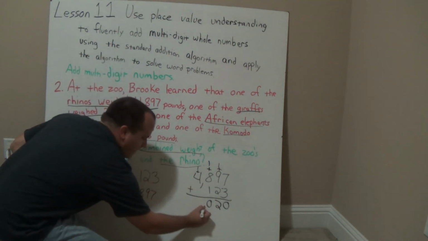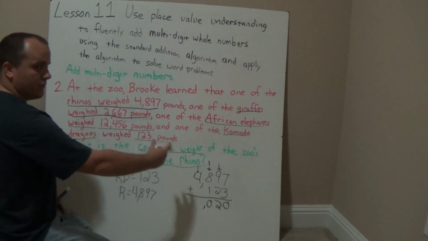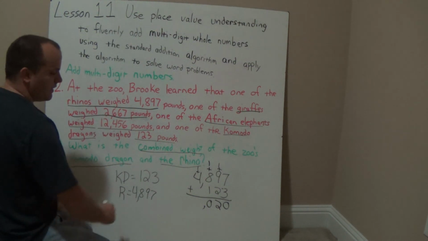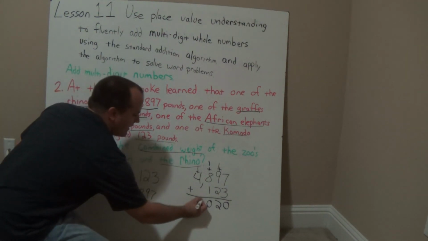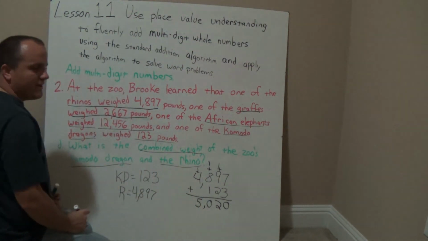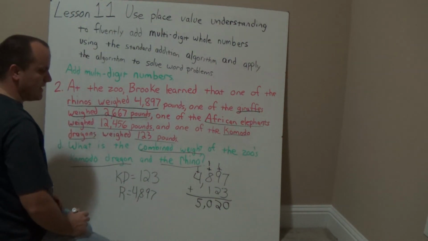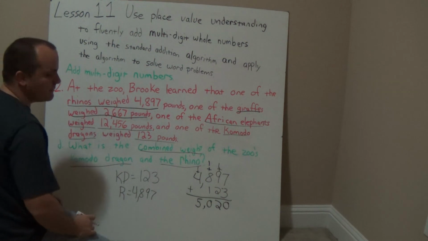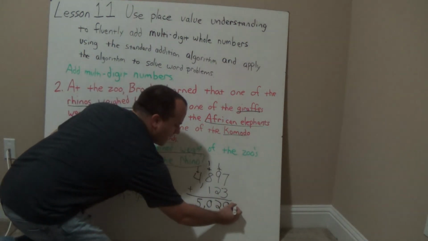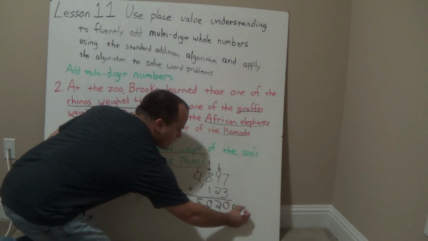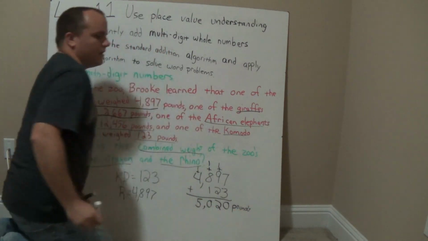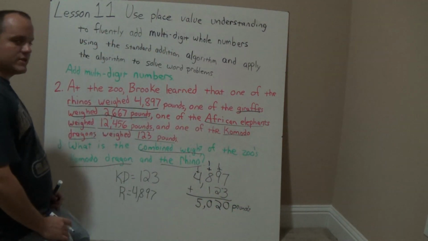Now I need to put my comma because we're separating my units period and my thousands period. And 1 plus 4 is 5. 5,020, what does it stand for? It stands for the weight. What do we weigh animals in right now? According to my problem, we weigh them in pounds. Let me write pounds. And that's it for question number 2.